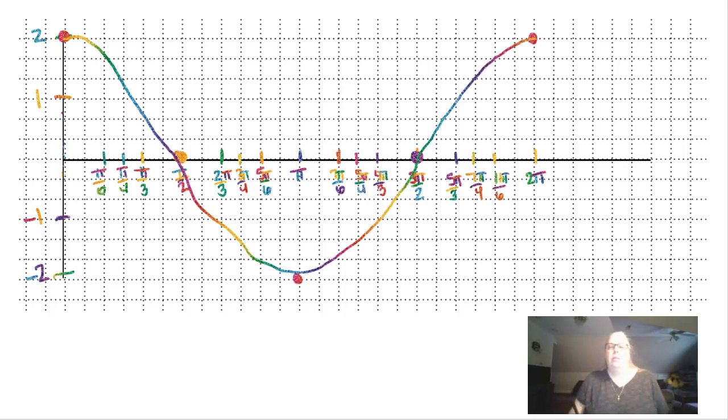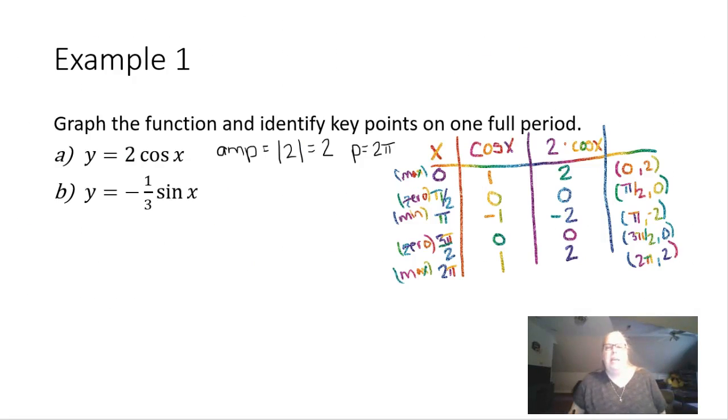And there we go. This is 2 times the cosine of x. Part B is asking us to graph negative 1/3 times the sine of x. I'm going to change colors here so we'll be able to tell the difference between the two graphs. I think I'll just leave this red. And I'm going to make another chart.